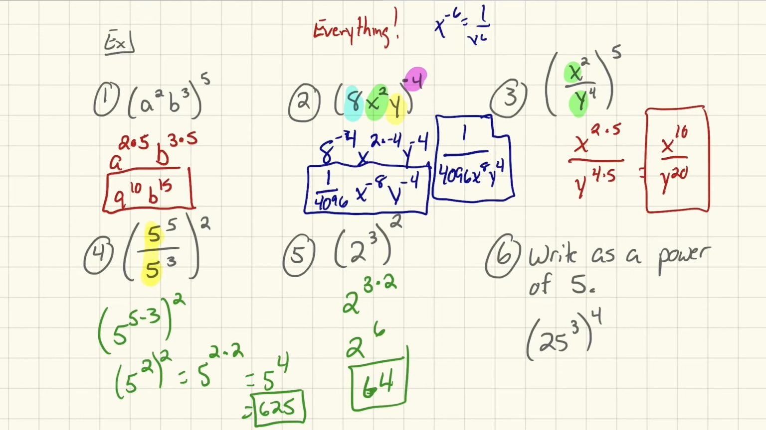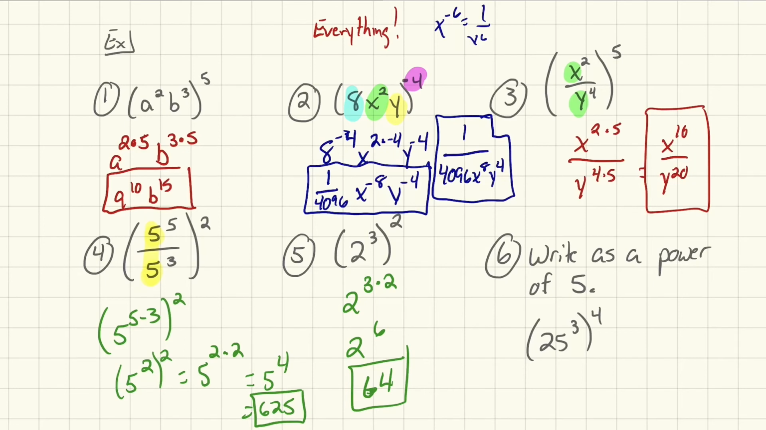Okay, the last thing that we have is you will sometimes get a term that is written and you know you can simplify it, but then it says write as a power of 5. So we're not given a 5 here. We're given 25 to the third, and all of that's raised to the fourth. Well, how do I rewrite it?